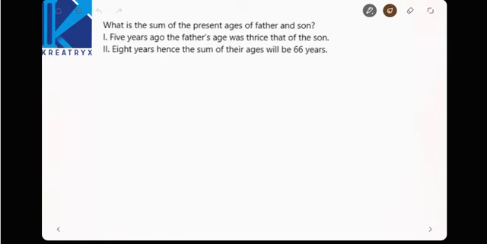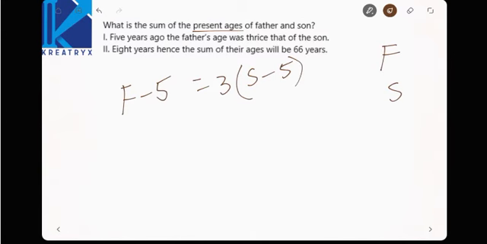What is the sum of present ages of father and son it seems? Now see here, what is the first statement? 5 years. Let us consider father's age is f, son's age is s. Now 5 years ago means f minus 5 is equal to how much? Thrice that of son's age, thrice that of son's age means s minus 5. Okay, now this is the first one. Second one, 8 years hence the sum of their ages will be 66 years it seems.